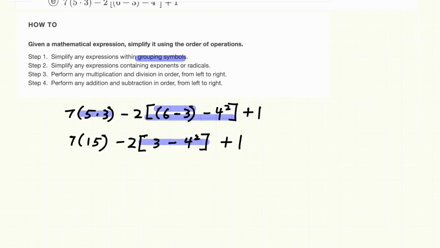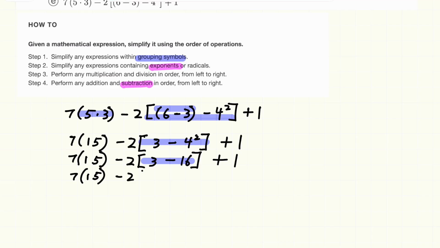But the grouping symbol has subtraction and an exponent. The exponent would need to be done first. So we can rewrite this as 3 minus 4 squared is 16. Even though I've made a couple of simplifications, I still have this grouping symbol. And 3 minus 16 is a negative 13. We have no more grouping symbols, no more exponents. So multiplication and division, I have multiplication twice here. I can do those from left to right.